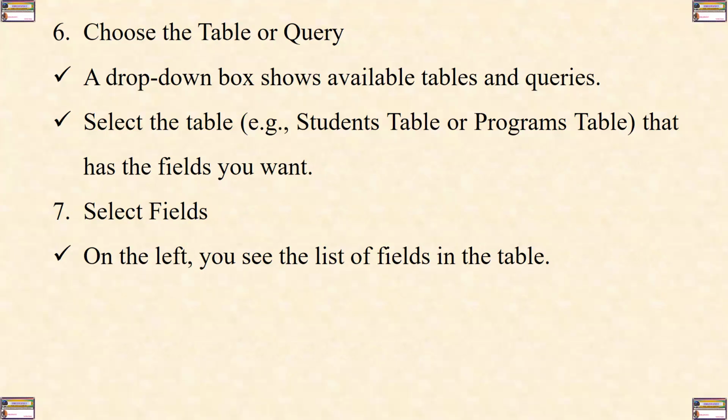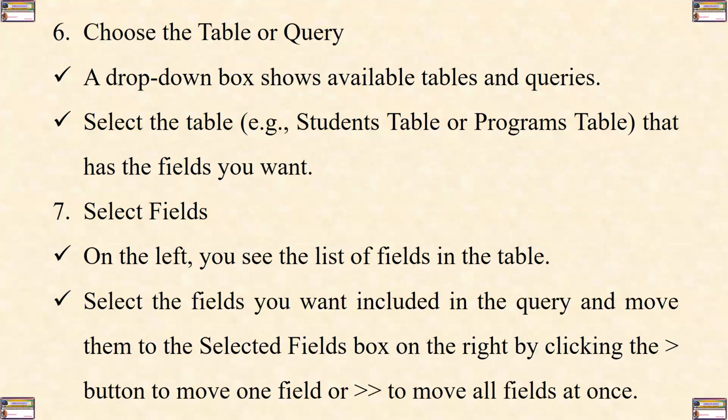On the left pane of the dialog box that will be displayed, you will see the list of fields in the table. So you select the fields you want included in the query and move them to the selected fields box on the right hand side of the pane, by clicking on the greater than symbol button to move one field, or the double greater than symbol button to move all the fields from the query or table selected at once.